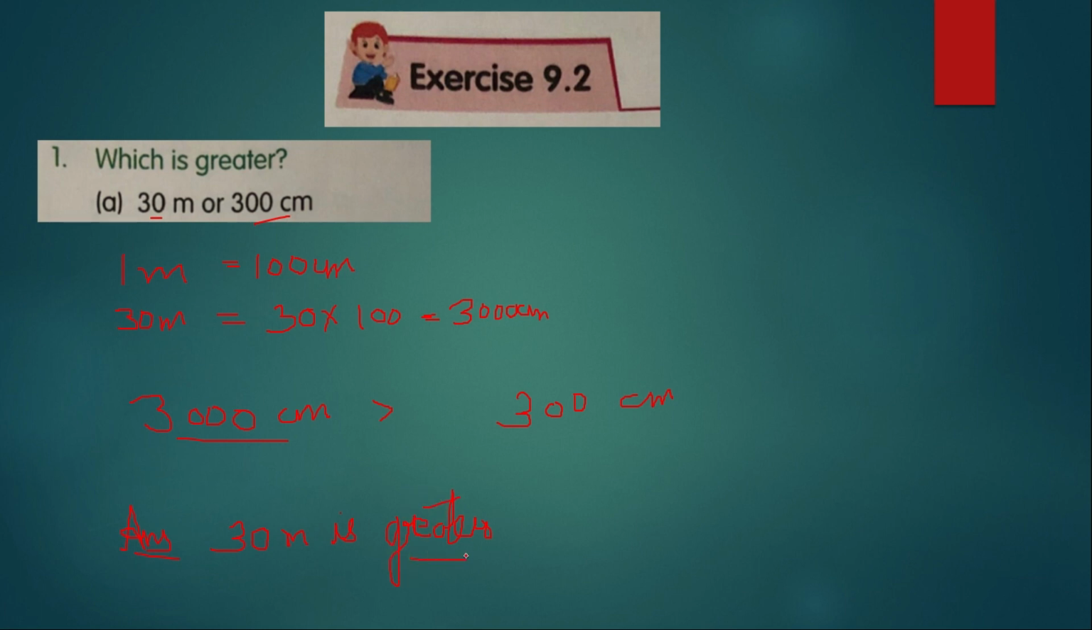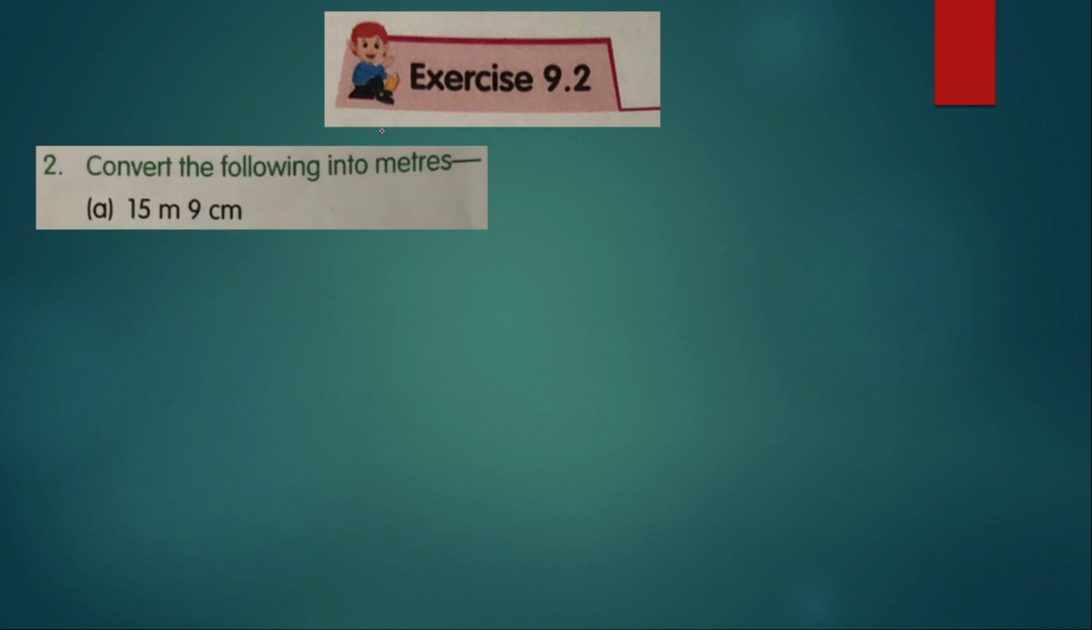Okay, so sorry for the handwriting. So fine. This is question number 1. Let us see how to do question number 2 now. Question number 2 says convert the following into meters. First of all, we have to see that this is already in centimeter and this is in meters. So we have to convert into meters. That means this is already in meters. We need to convert the centimeter into meters.